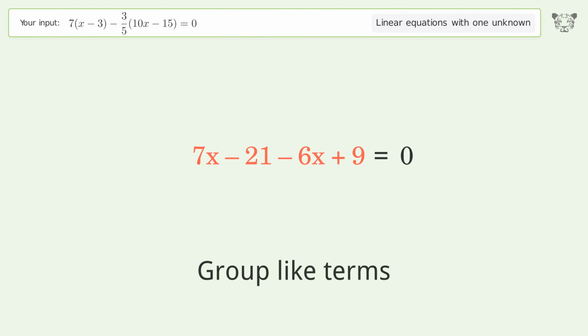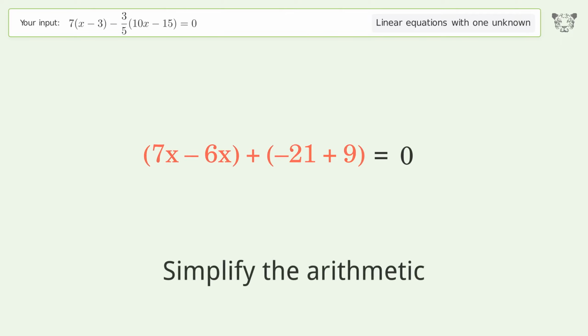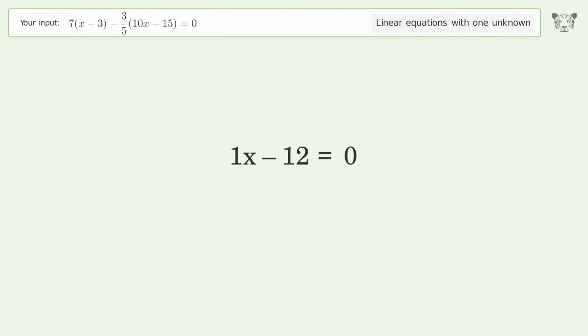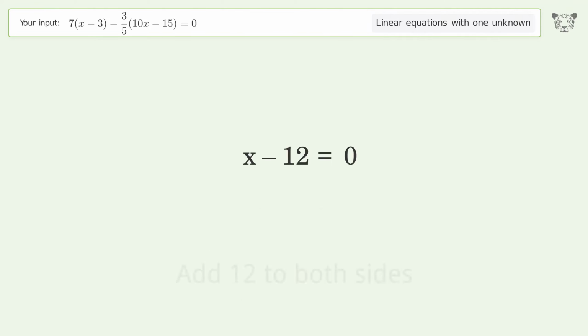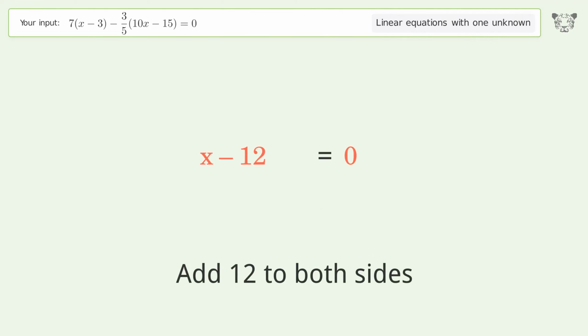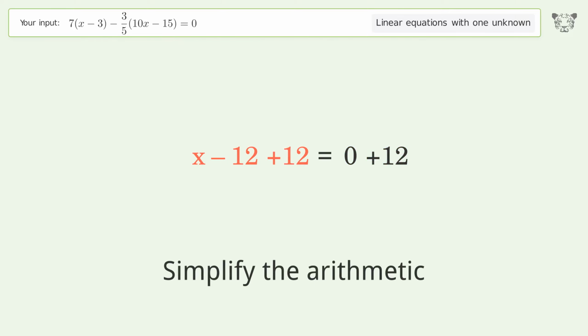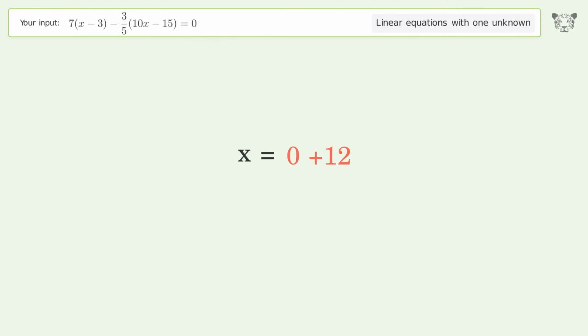Group like terms. Simplify the arithmetic. Group all constants on the right side of the equation. Add 12 to both sides. Simplify the arithmetic. And so the final result is x equals 12.